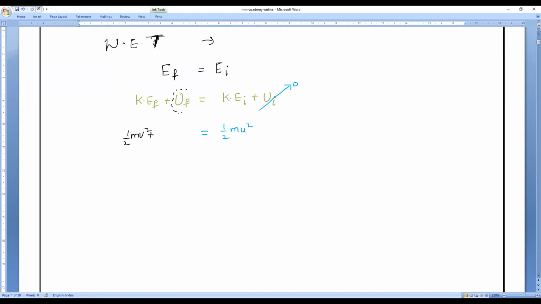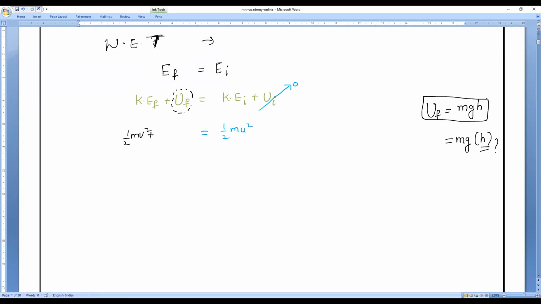At that point B, what is the final potential energy? That is very important. All of you observe. What is the final potential energy formula? mgh. Am I right or wrong? Please speak. Yes, mgh. So mgh alone we have to find now.